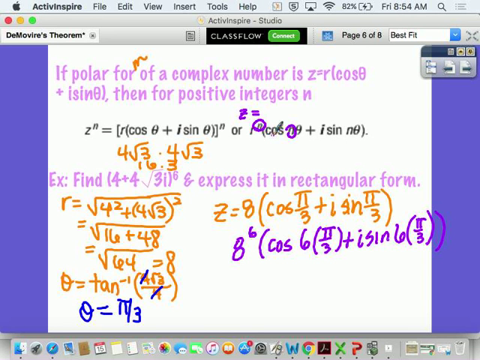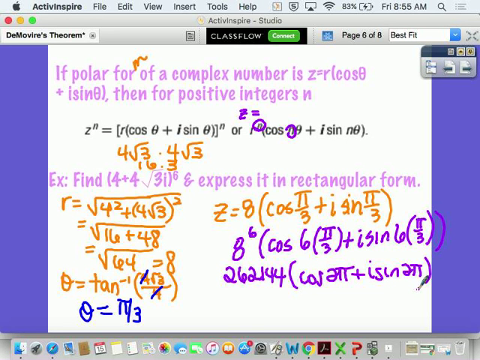Okay. So what is 8 to the 6th? It is a big number. 262,144. And 6 times pi over 3 is 2 pi. So there is our polar form, but they want us to express it in rectangular form.